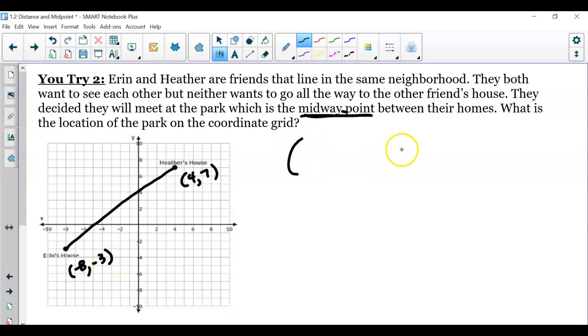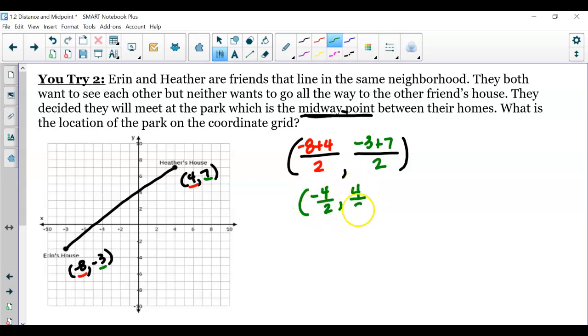Again, you should have set it up. Here for the midpoint, I need my x coordinates. The two x's are negative 8 and 4. So negative 8 plus 4 divided by 2. The two y coordinates, negative 3 and 7. Negative 3 plus 7 divided by 2. Here you should have gotten negative 4 divided by 2 and 4 divided by 2, giving you the midpoint of negative 2, 2. Sorry, my line was a little off. And that is the midpoint.